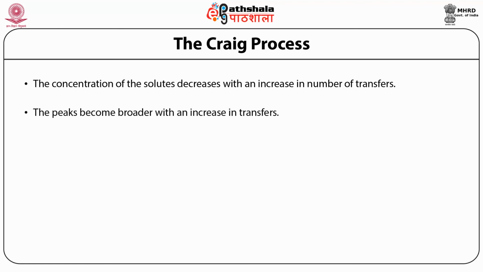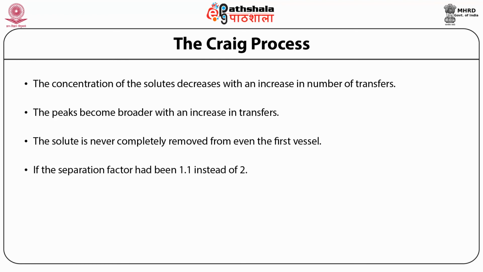The peaks become broader with an increase in transfers. However, the solute occupies a smaller fraction of the vessel's use. The solute is never completely removed from even the first vessel, although after the first few transfers, the amount remaining in the first vessel may be neglected. If the separation factor had been 1 to 1 instead of 2 to 1, 10,000 transfers would be required to achieve the same degree of separation, not very practical even with an automatic Craig machine.